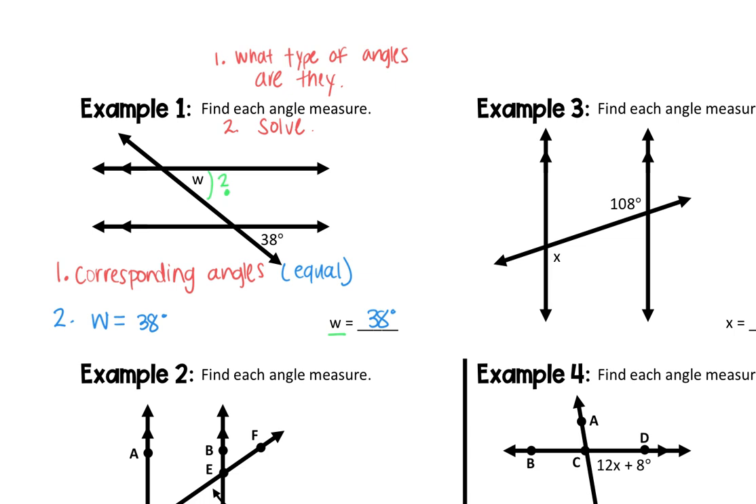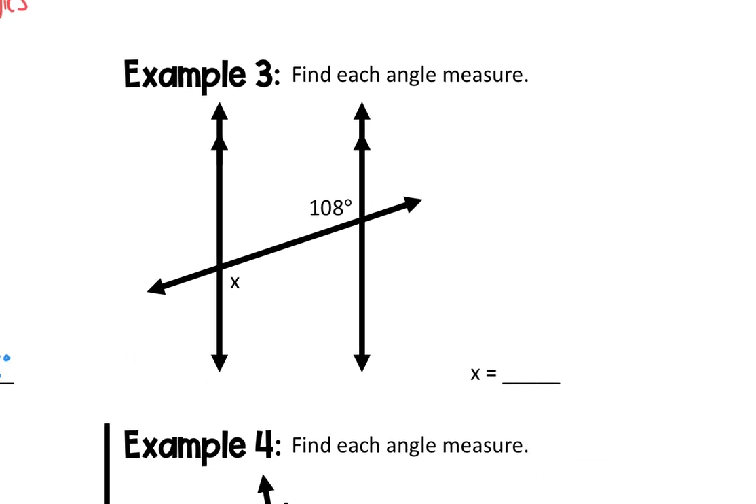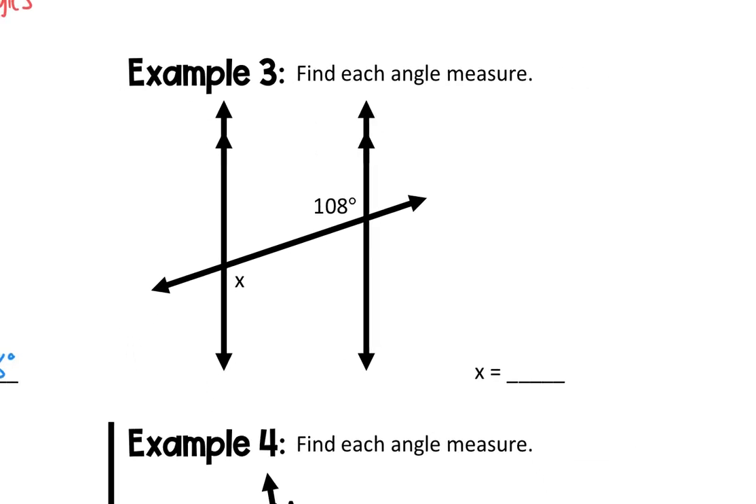Okay, let's do example 2 next. No, let's do example 3 next, right here. Same question, find each angle measure. So you're going to ask yourself, what type of angles are they? Well, first thing that I notice is that they are inside of these parallel lines, okay? So they're inside of the lines.